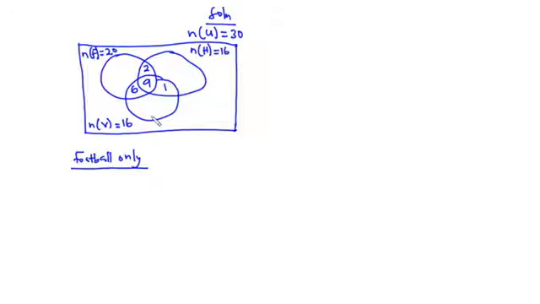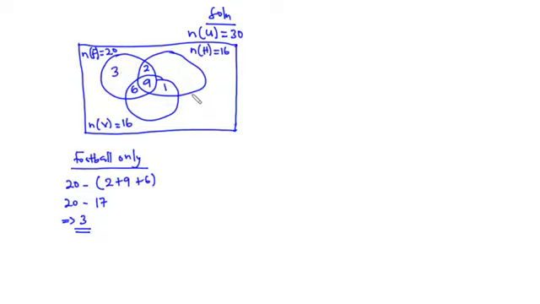So for football only, we are going to consider this circle. Now the number of students who play football is 20. So we have 20 minus 2 plus 9 plus 6. Now 2 plus 9 is 11. 11 plus 6 is 17. So we have 20 minus 17, which is 3. So the number of students who play football only is 3.